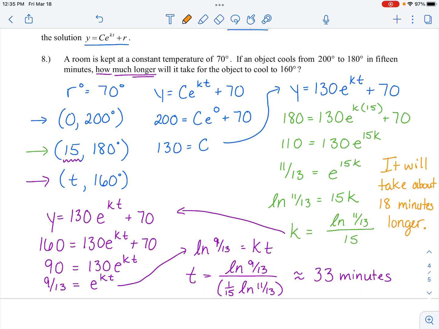So the closer that the temperature gets to the room temperature, the longer it's going to take to actually get down to room temperature because there's less of a temperature change in place. So it's going to more gradually change temperature as it gets closer and closer to room temp. All right, that's it. Let me know if you have any questions.